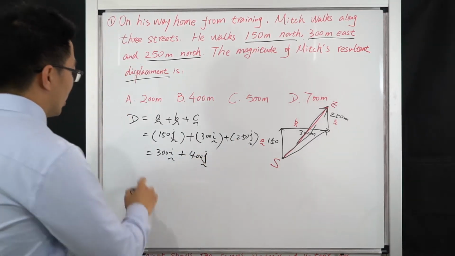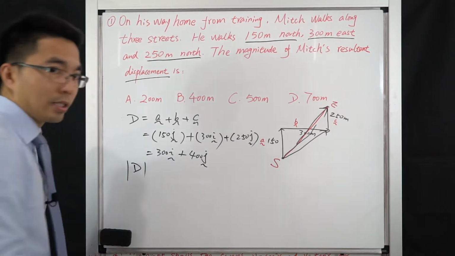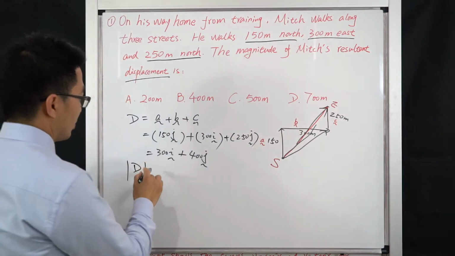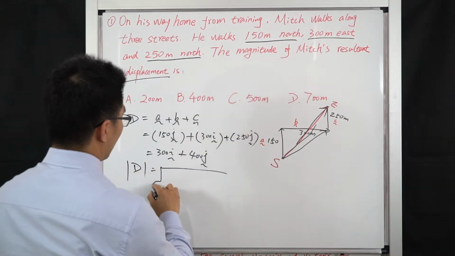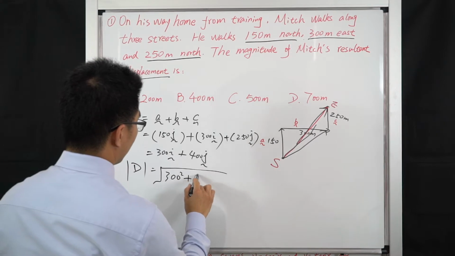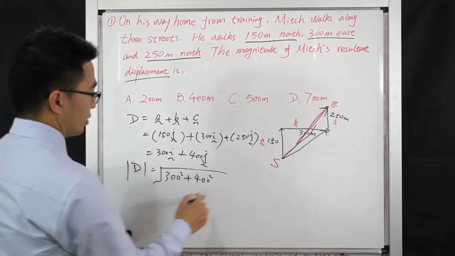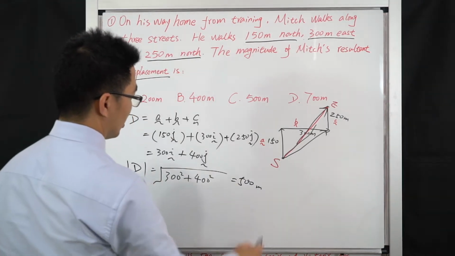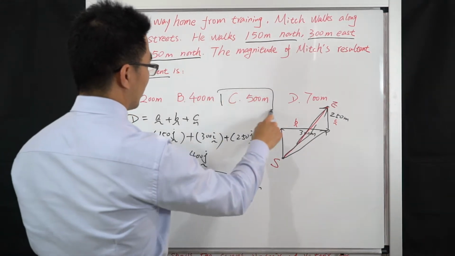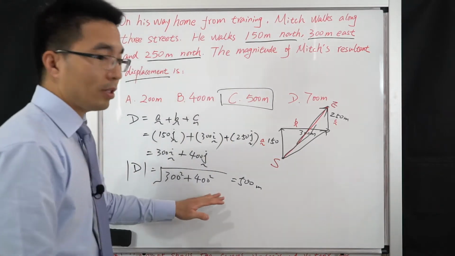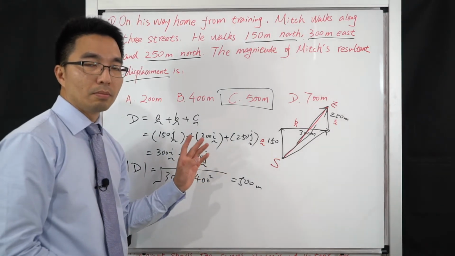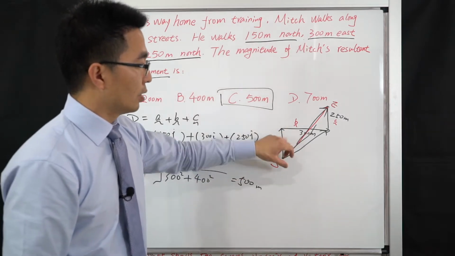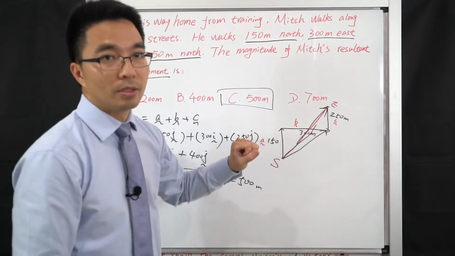Okay, the magnitude of D is the displacement from this point to this point, right? The displacement would be the square root of 300 squared plus 400 squared, which equals 500. The unit is meters. Then the answer is C. Using vectors to solve this kind of question is much easier than using a triangle to find this length and that one. Much easier.